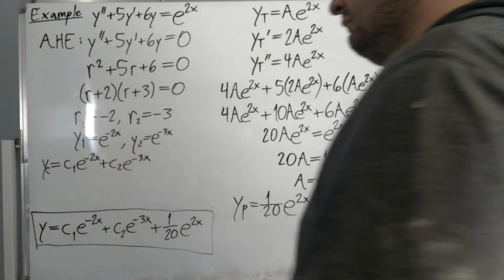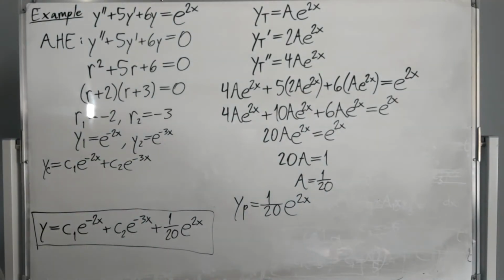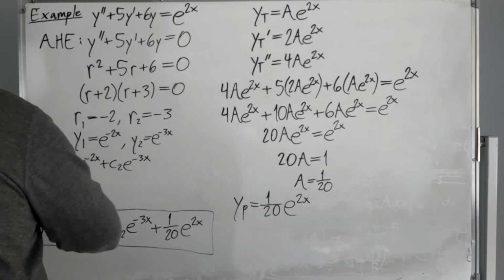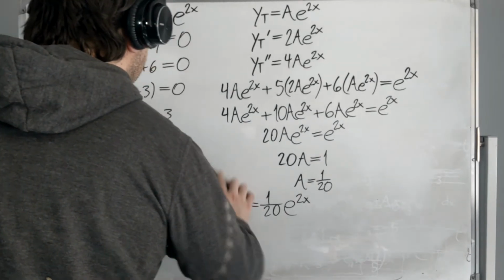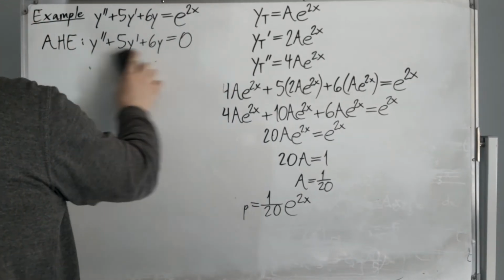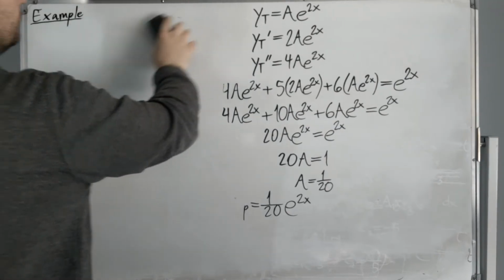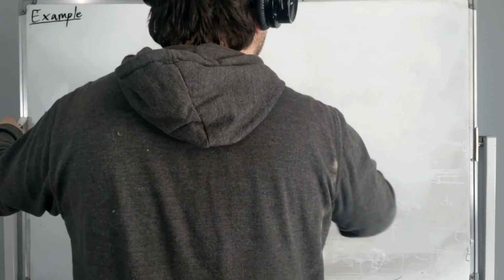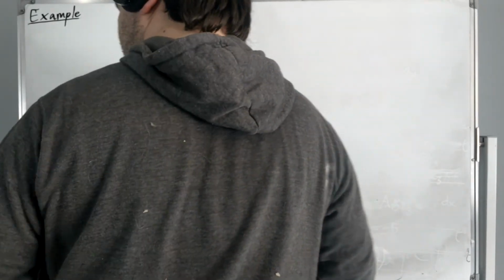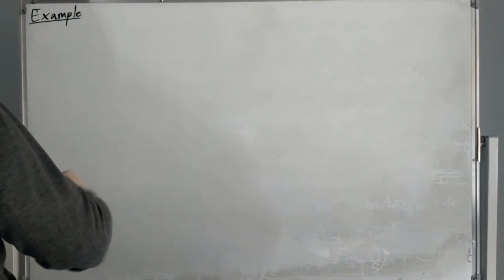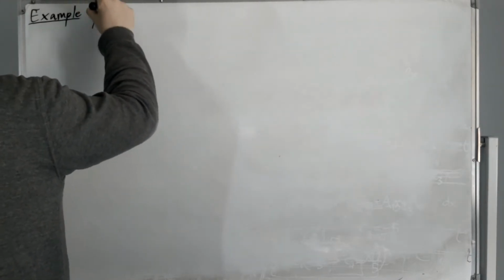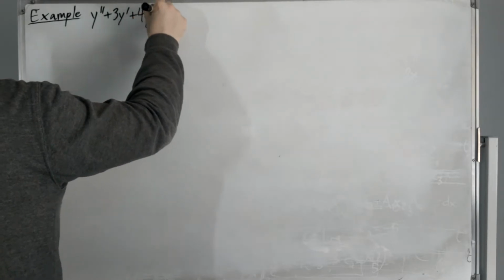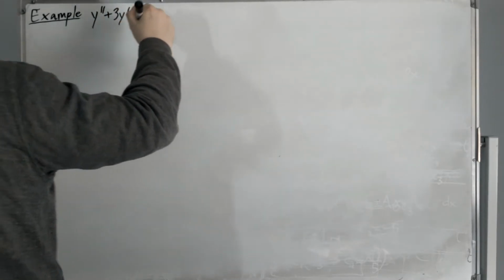Okay. Now let's look at another example. Let's say we want to find the general solution of y prime prime plus 3y prime plus 4y equals 3x plus 2.